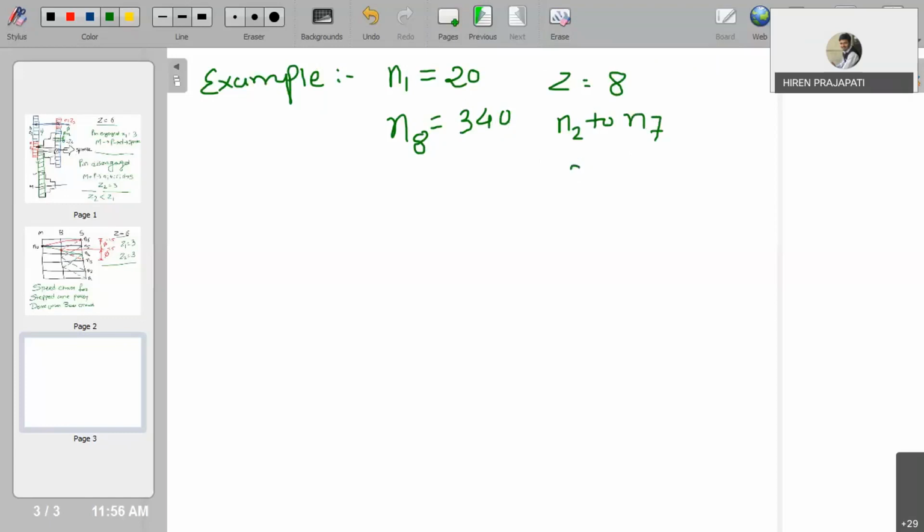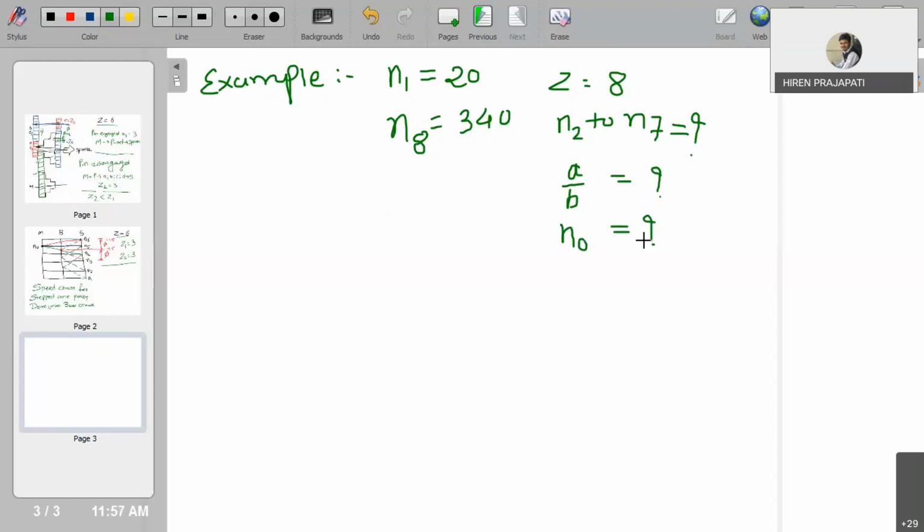So we need to find out back gear ratio AB, right? And the third thing is we need to find out counter shaft speed, or I can say motor shaft speed N0. So these things we need to find out.